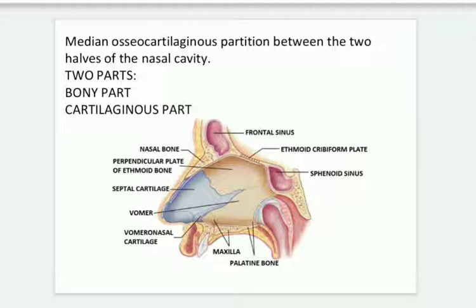And in the bony part, there is the vomer bone and perpendicular plate of ethmoid, frontal bone, sphenoid bone, maxillary bone. In cartilage, there is the septal cartilage and also the vomeronasal cartilage.